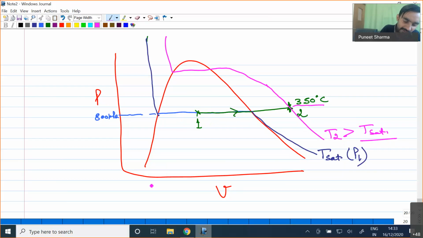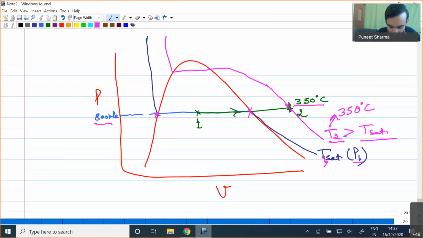Now if on this curve I draw the constant temperature line, my constant temperature line 1 will be this T1 line, which will be nothing but the saturation temperature corresponding to P1, because this line is crossing the saturation curve at the given pressure of 800 kilopascal. And we will be having another line passing through our final point, and this line will have temperature equal to 350 degrees Celsius. Okay.